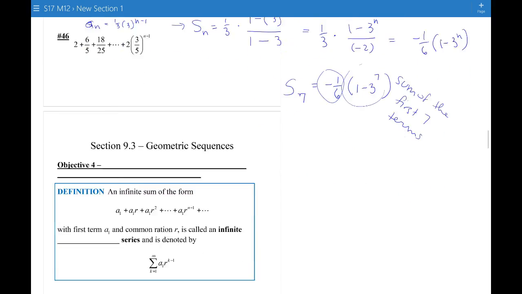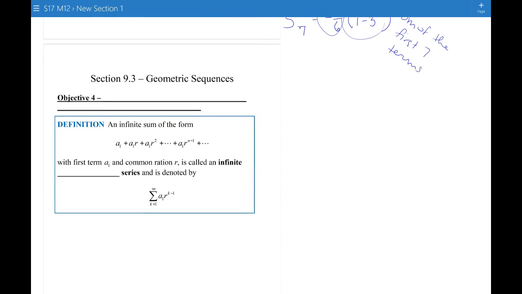And we have one more objective: to look at the infinite sum, where you just keep on going, keep on going. This is called an infinite geometric series. We write this in summation notation. We say let k go from 1 and then keep on going to infinity of a sub 1 r to the k minus 1.